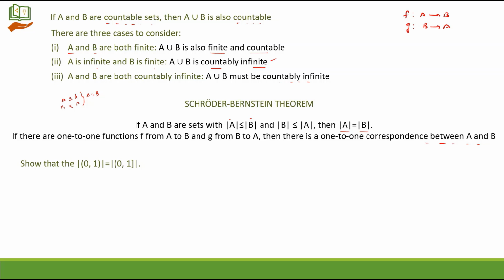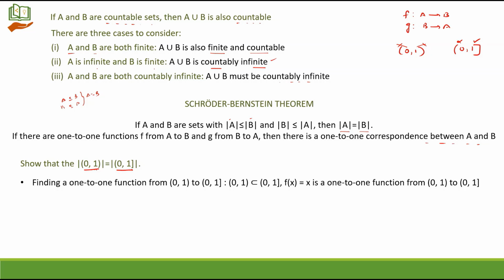Show that the cardinality of the interval (0, 1) is equal to the cardinality of (0, 1], with 0 as open and 1 as closed. The open interval means it does not include 0 and does not include 1, while the half-open one means 0 is not included but 1 is included. Finding a one-to-one function from the open interval (0, 1) to (0, 1] with 1 as closed. We have to find from A to B now.